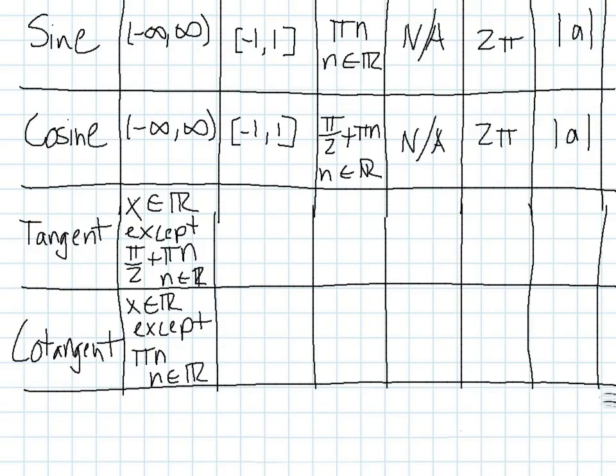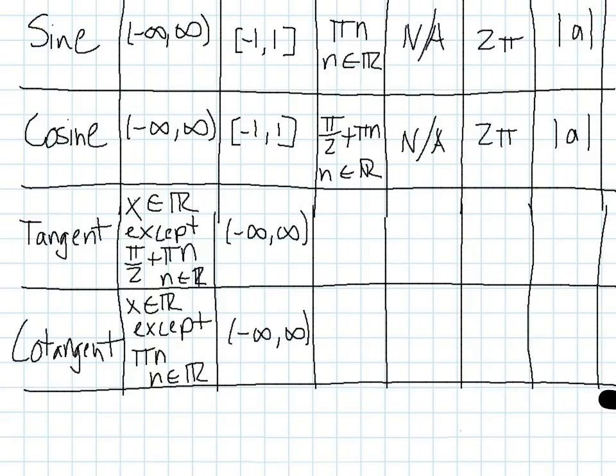Okay, our range is unlike sine and cosine, where we go from top to bottom only so far up and down. So we get to say from negative infinity to infinity for both tangent and cotangent.